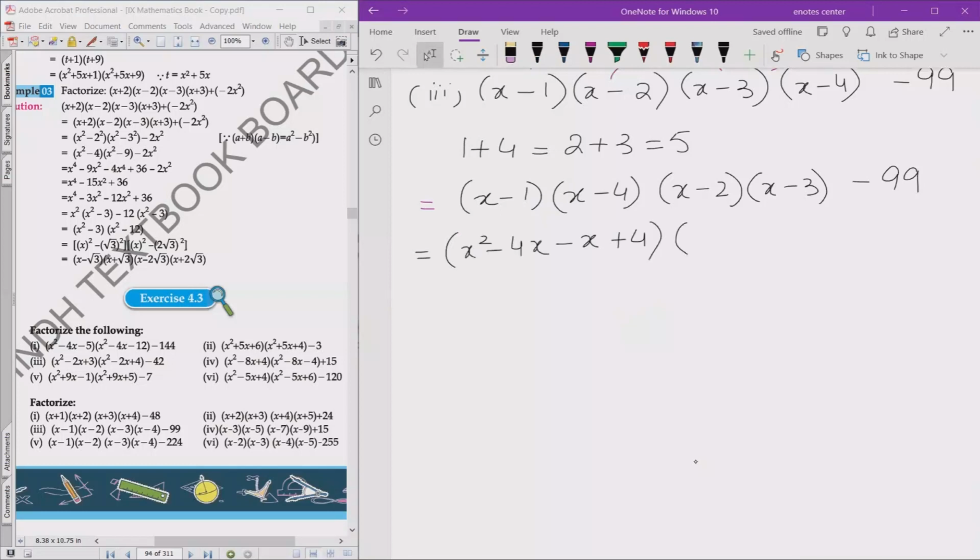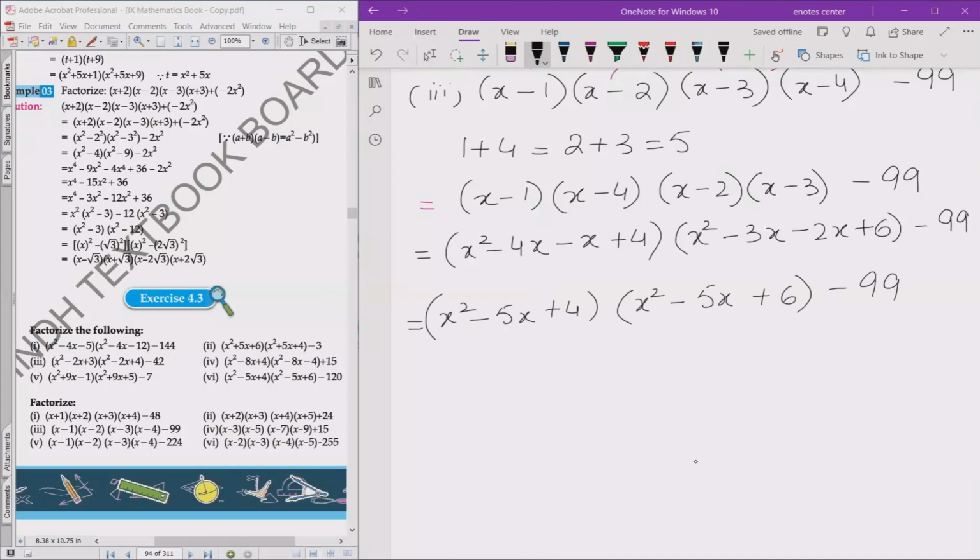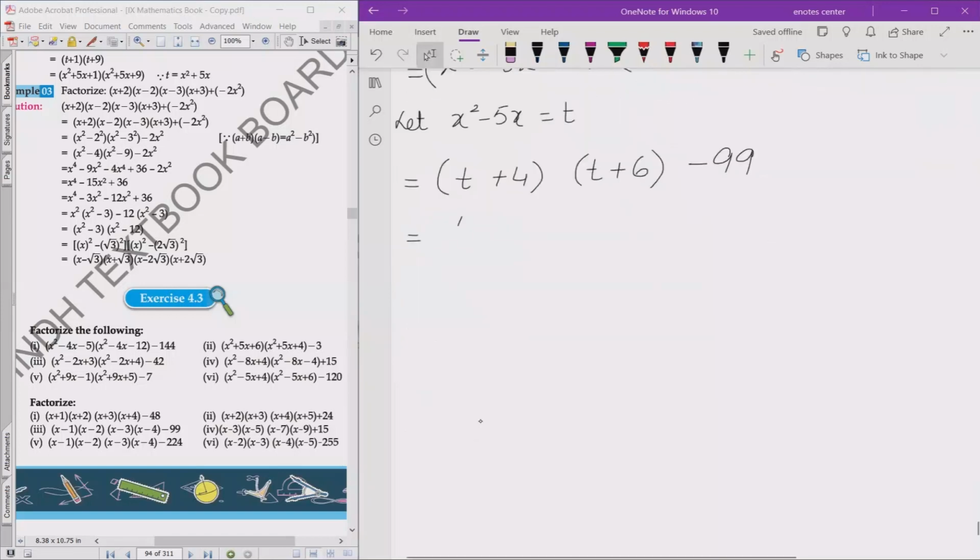And now we will multiply these terms: x squared minus 5x plus 4. And this one is x squared minus 3x minus 2x plus 6, minus 99. This one is x squared minus 5x plus 4, and this one is x squared minus 5x plus 6, minus 99, right? Now again, we will assume that x squared minus 5x equals t, let's suppose, right? And after that, we will put t plus 4 and t plus 6 and minus 99. And after that, we will simplify: t squared plus 4t plus 6t, 6 fours are 24, and now minus 99.